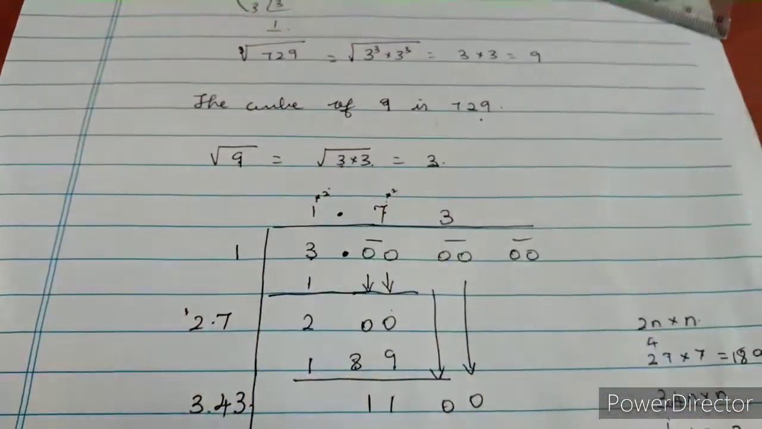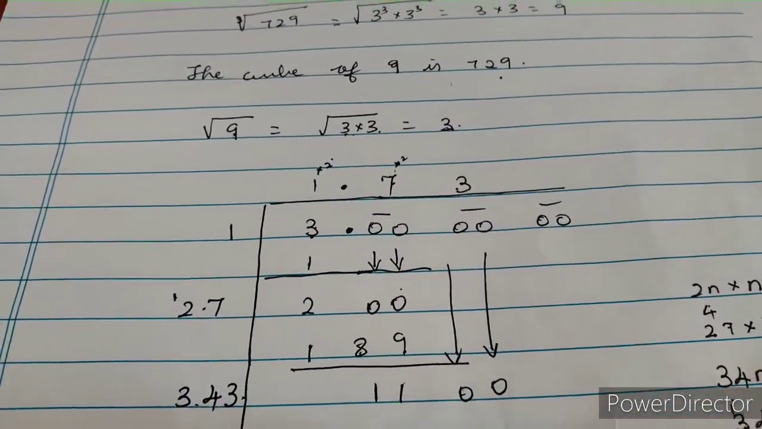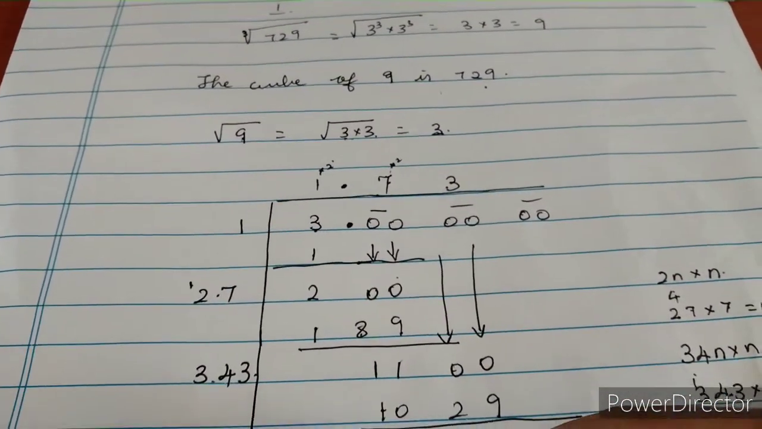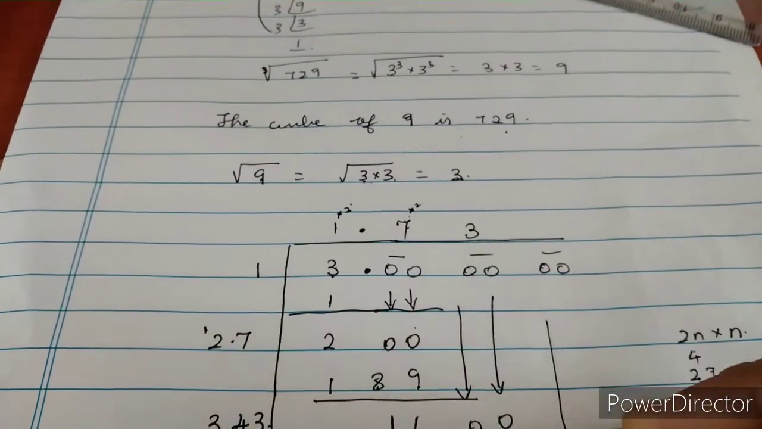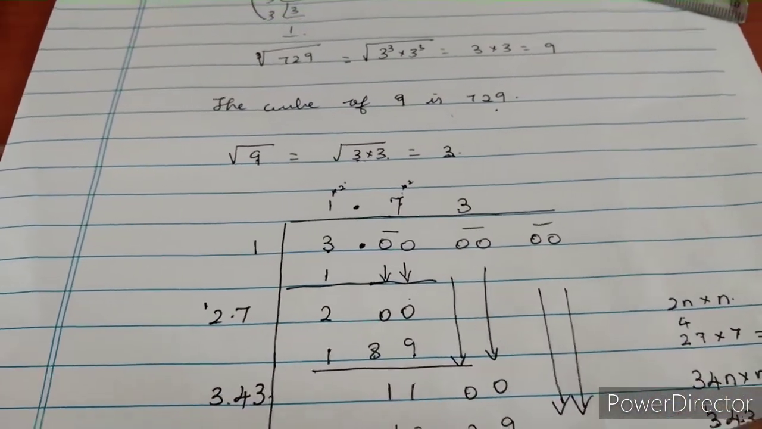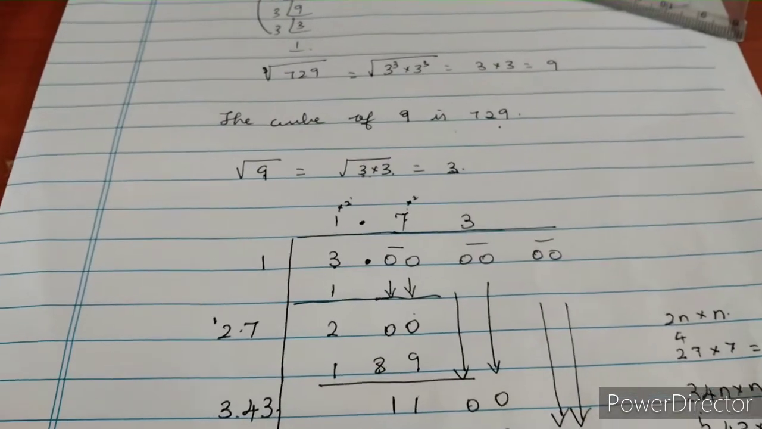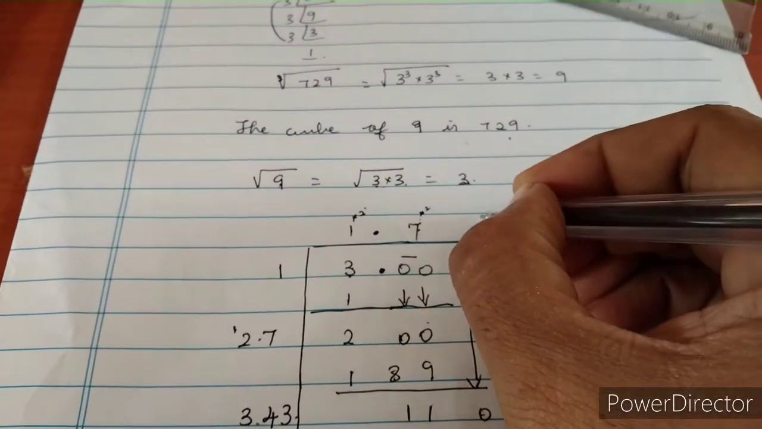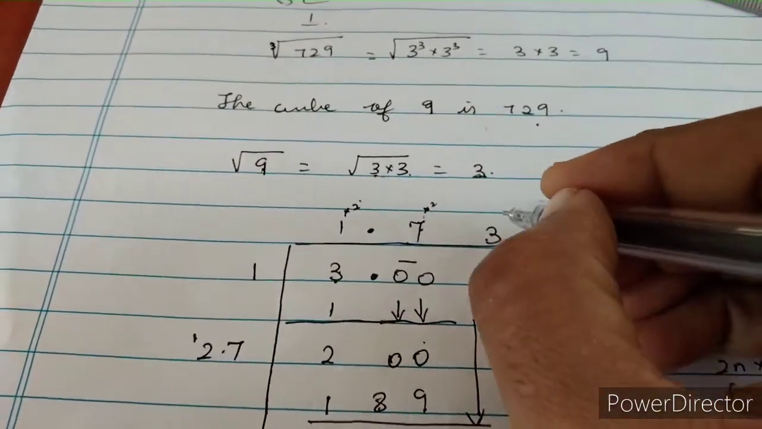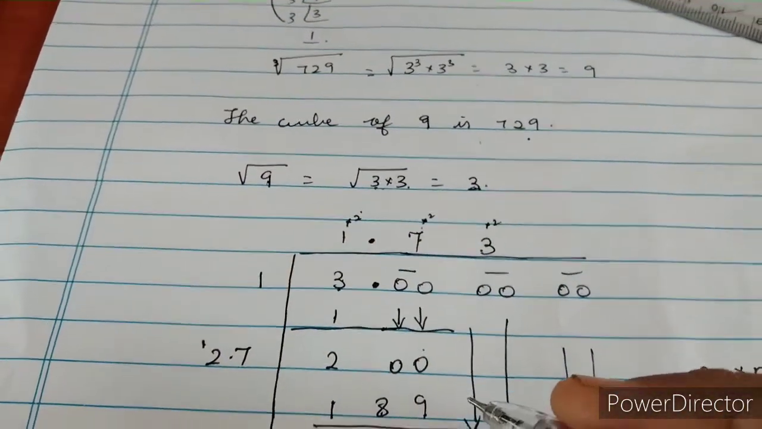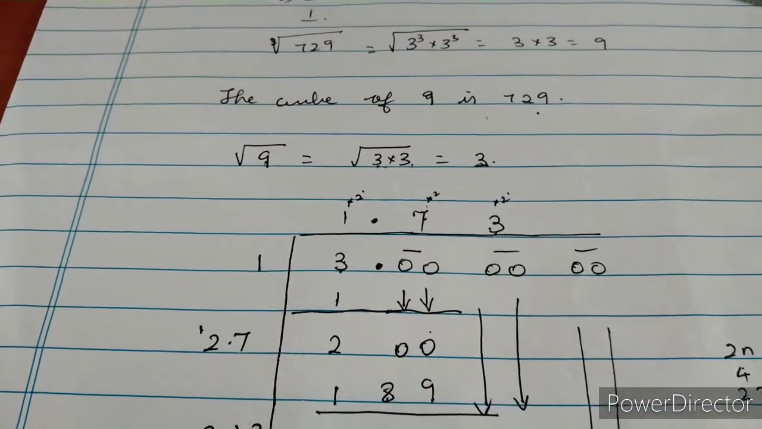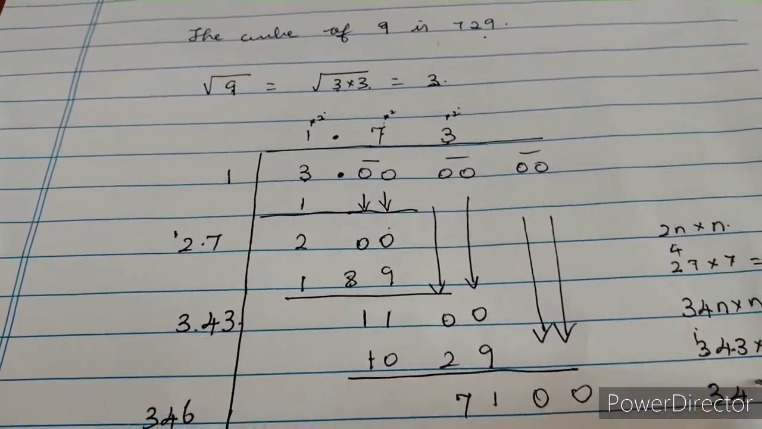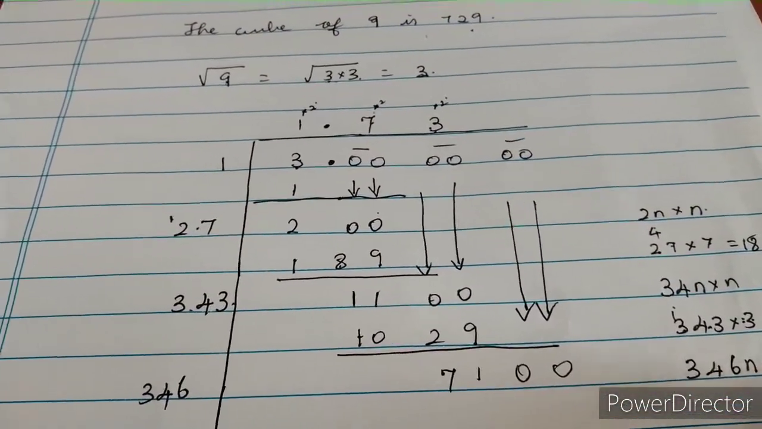343 into 3 is 1029. Now subtract it. 1, 7, and bring both the zeros together. Then what will you do? 3, 4, and what is the new number you have written here? 3. So multiply by 2. 3 2s are 6. Therefore write down here 346n into n.